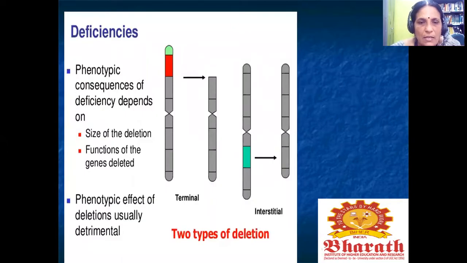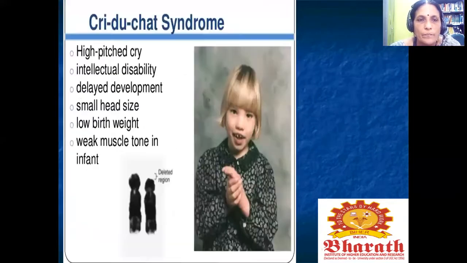The phenotypic consequences of deficiency depend on the size of the deletion and the function of the genes deleted. The phenotypic effect of deletions is usually detrimental. You see the terminal deficiency here, and the second picture is the interstitial.